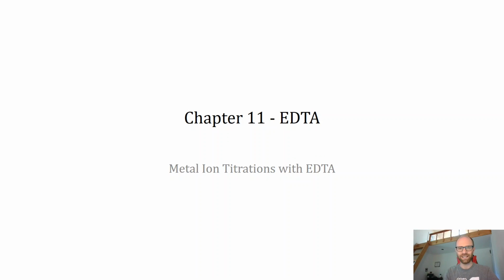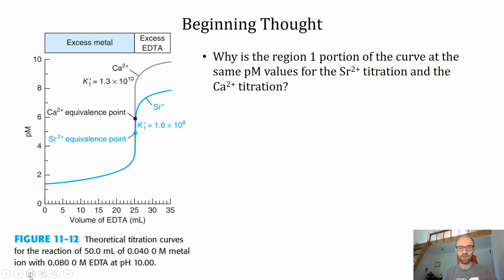Hi, today we're going to continue talking about our metal ion titration using EDTA. We're going to pick up right where we left off, and that is with this image. And so the question from before is, why is it that when we have the same titration, but with different metals, we're actually measuring the same log of free metal ion concentration when we know that the metals interact with EDTA slightly differently? But the answer to that is pretty straightforward.